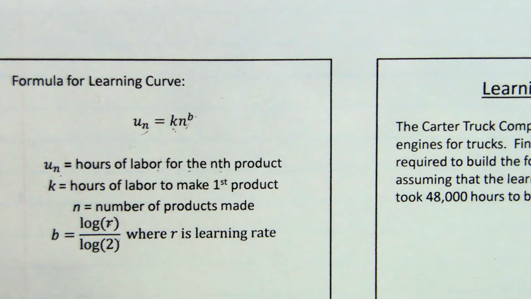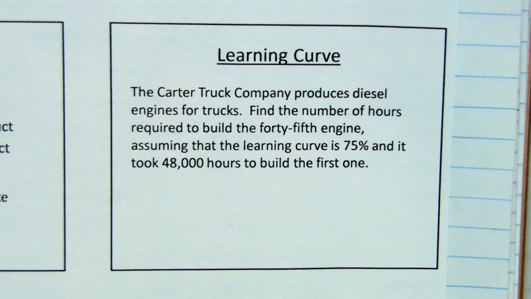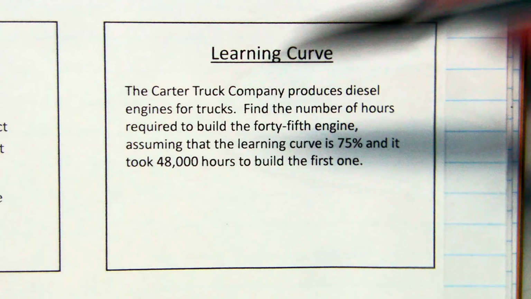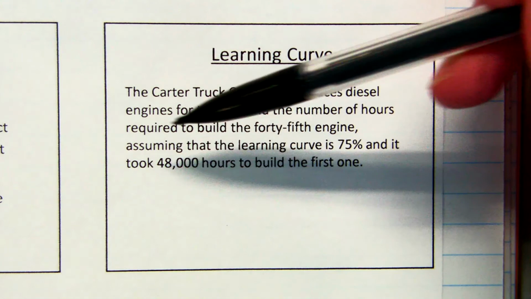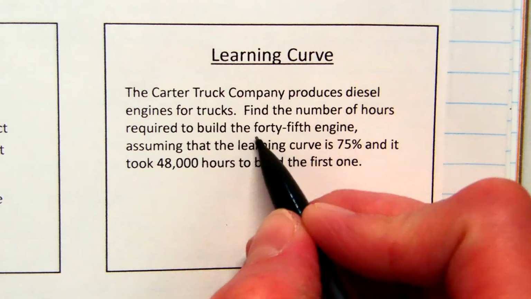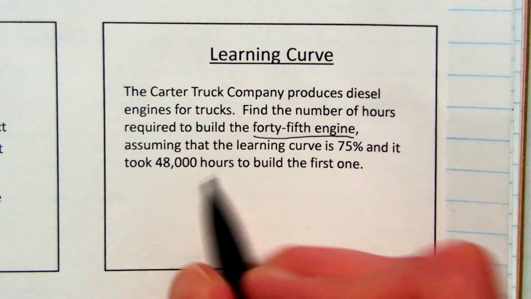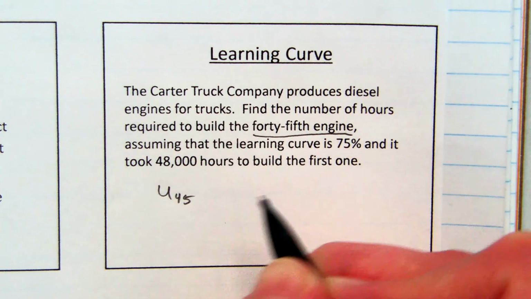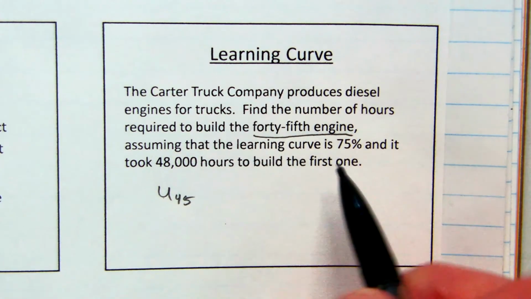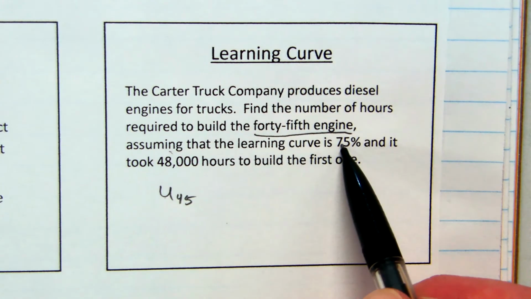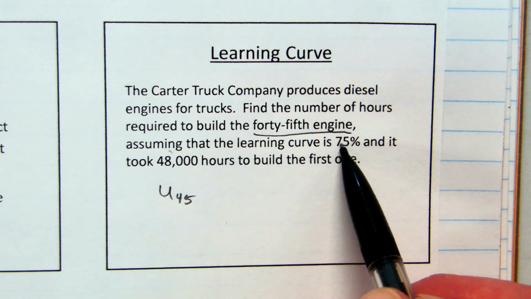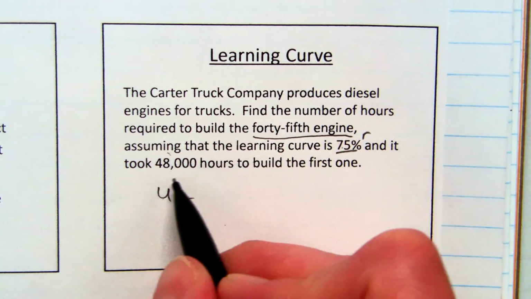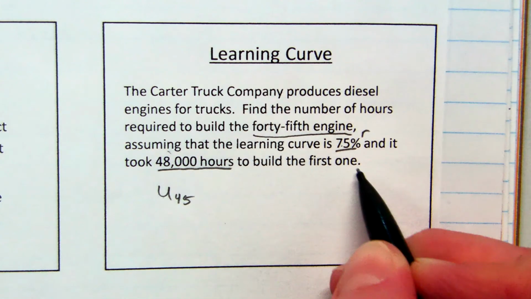So, interesting story problems. The Carter Truck Company produces diesel engines for trucks. Find the number of hours required to build the 45th engine. So we're going to build U45, the hours it takes to do 45, assuming that the learning curve is 75%, so that's R, and it took 48,000 hours to build the first one.